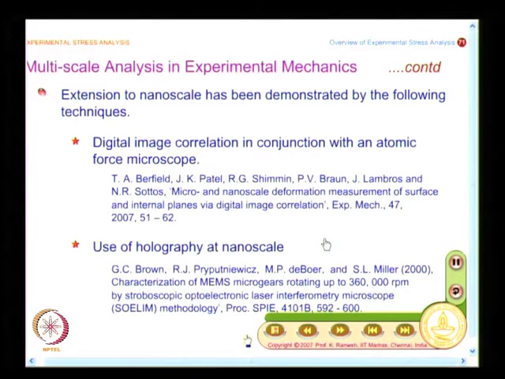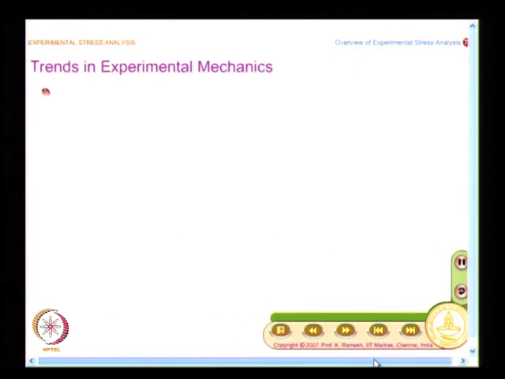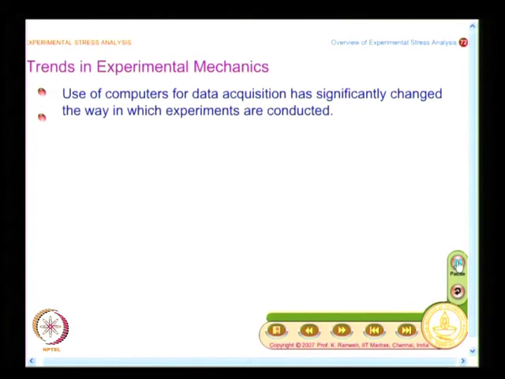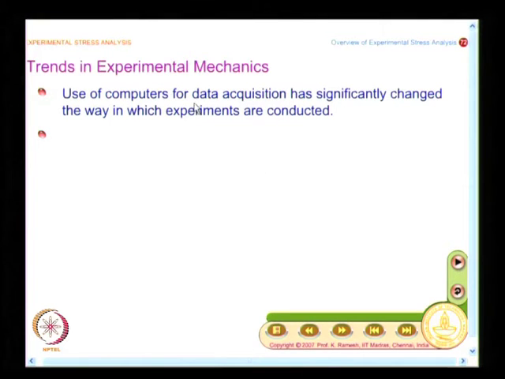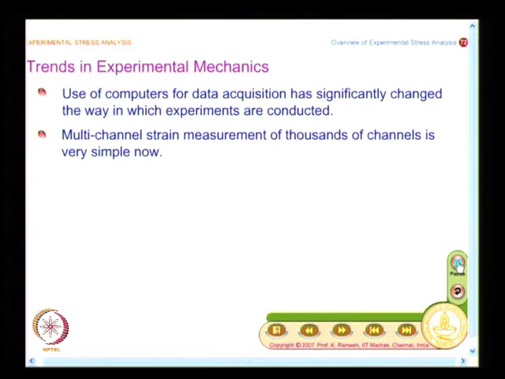Now, the other aspect we will have to look at is what are the trends in experimental mechanics. So, one of it, once computers were developed, numerical techniques became very popular, and if you do not use computers in experimentation, you will also fall back. So, computers are also being employed in experimentation, and they have been used extensively for data acquisition, and have also significantly changed the way in which experiments are conducted. This is a very important aspect. Earlier people had to go and wet their hands, now it is all press of a button.